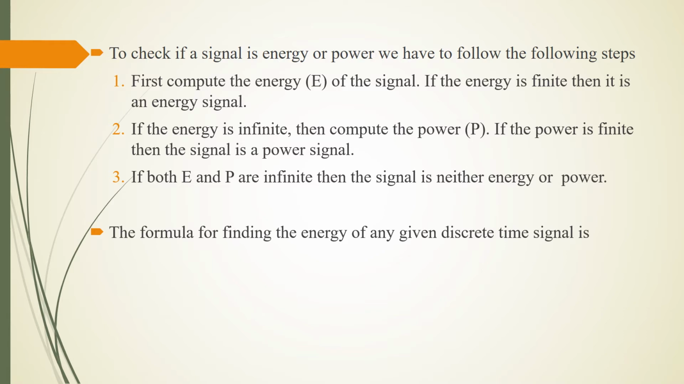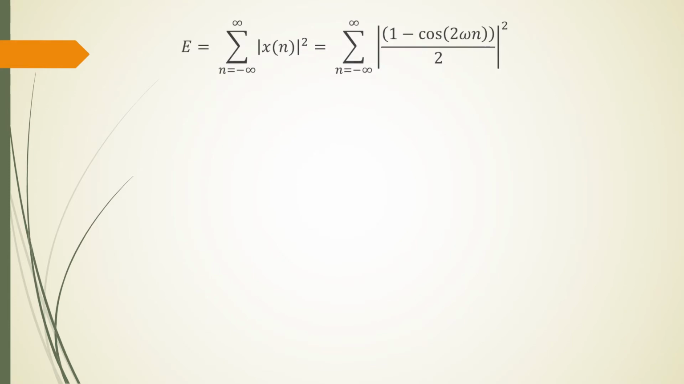So let's first compute the energy of the signal. The formula for finding the energy of any given discrete time signal is E is equal to summation n is equal to minus infinity to infinity x of n whole square. So we'll substitute for x of n here, and when we square this, we will get the terms 1 plus cos square 2 omega n minus 2 cos 2 omega n, and the denominator is 4.